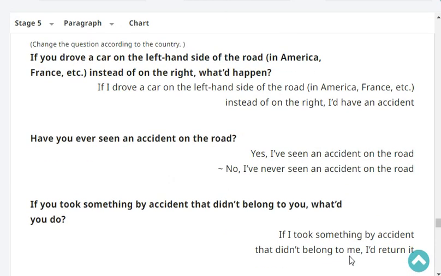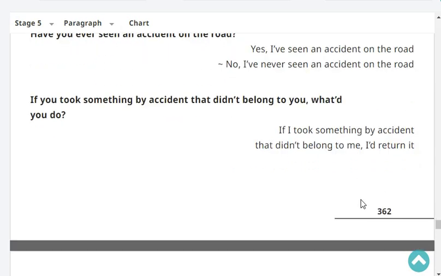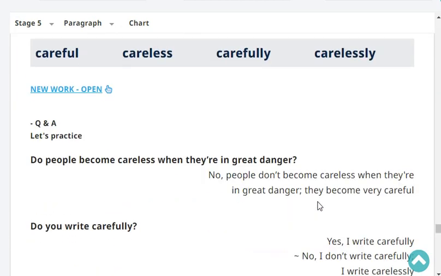Have you ever seen an accident on the road? Yes or no? Yes, I've seen an accident on the road. If you took something by accident that didn't belong to you, what did you do? If I took something by accident that didn't belong to me, I'd return it. Very good.